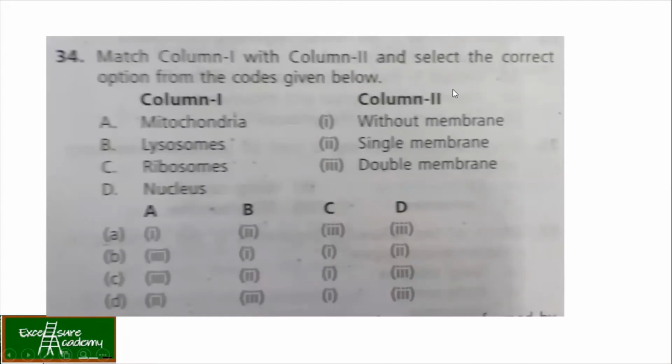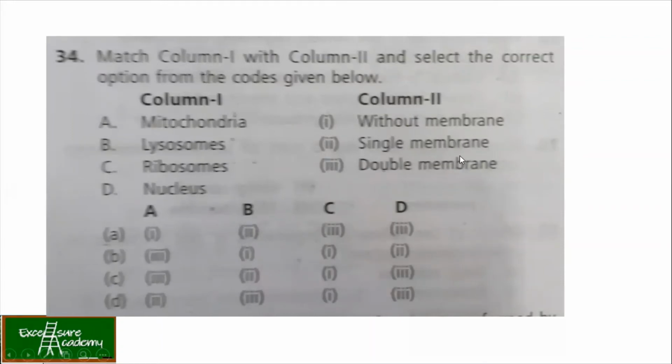Now match column 1 with column 2 and select the correct option from the codes given below. We have mitochondria, lysosomes, ribosomes, nucleus, and in column 2 we have without membrane, single or double membrane.